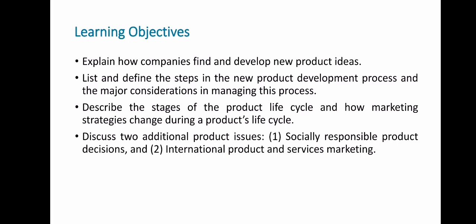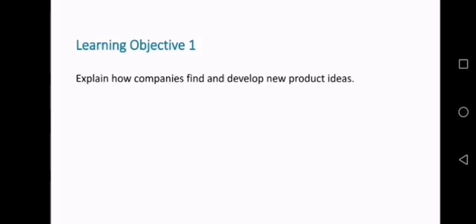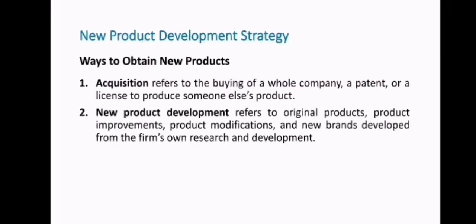The third stage is very important. And finally, you will know how to discuss two additional product issues. The first one is socially responsible product decisions, and the second one is international product and services marketing. Okay, now let's go to learning objective number 1. Explain how companies find and develop new product ideas.